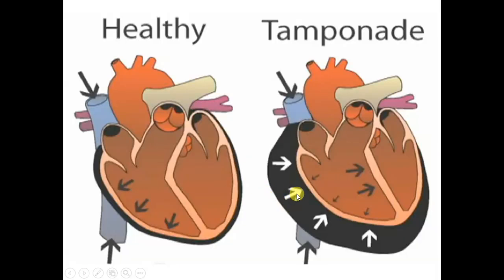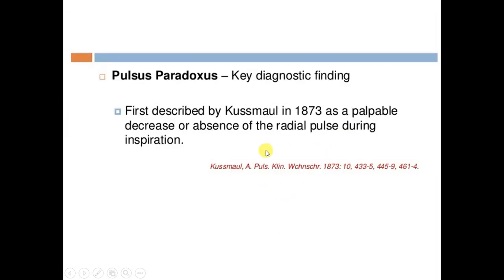Here in this diagram, you see the pressure from outside is exerted over the chambers of the heart, causing compression of the chambers of the heart, limiting the blood flow through the chambers of the heart. So pulsus paradoxus is one of the signs, described by Kussmaul in 1873, that the radial pulse during inspiration becomes absent or reduced in the case of pericardial effusion, and this is called pulsus paradoxus. This is a key diagnostic factor in pericardial effusion, cardiac tamponade.